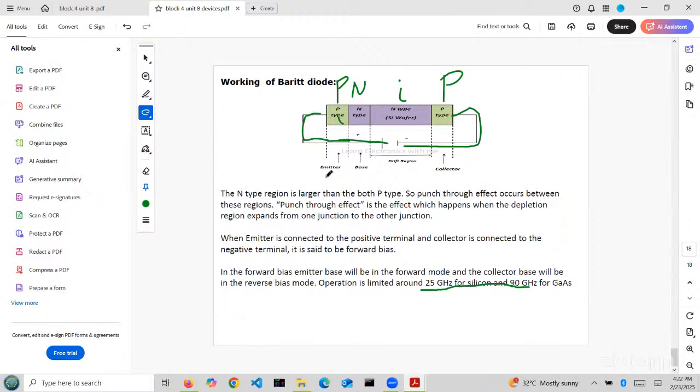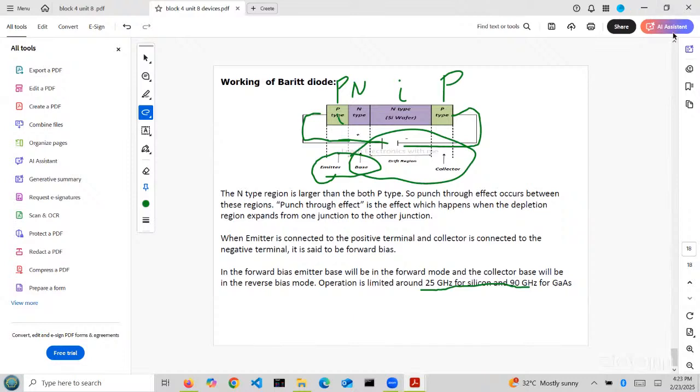And another thing, emitter base junction is in which bias? Emitter base junction is forward biased. Next, base collector junction is reverse biased. So this is about Barrett diode.